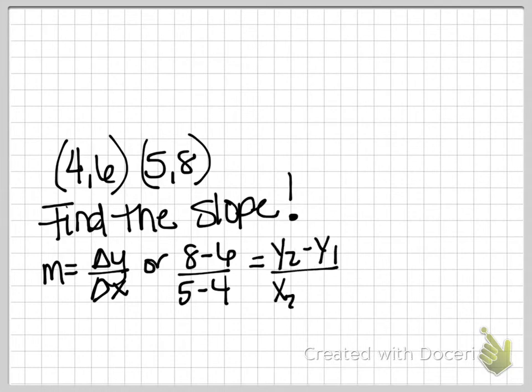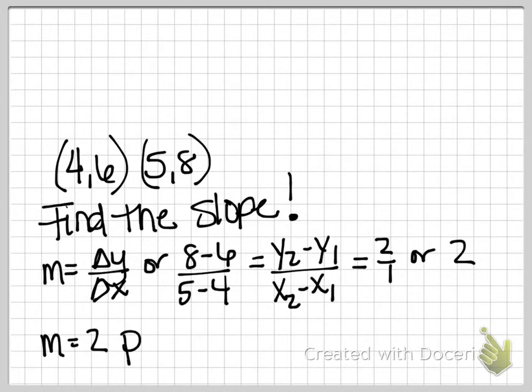So here I'm going to say 8 minus 6, which is y2 minus y1, which is the slope formula, and 5 minus 4, which is x2 minus x1. Now again, you do not have to go in that order, but you have to go in the same order. So if you go 8 minus 6, you have to do 5 minus 4. If you do 6 minus 8, then you have to do 4 minus 5, whichever way. So here we get the slope would be 8 minus 6 is 2, 5 minus 4 is 1. So then 2 over 1 is just 2, so there's our slope.